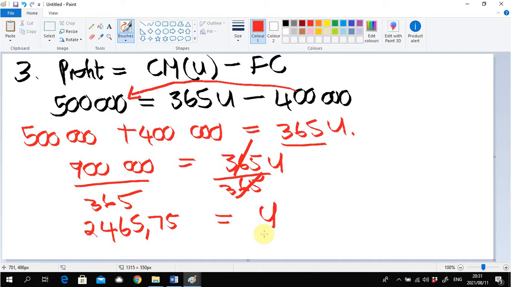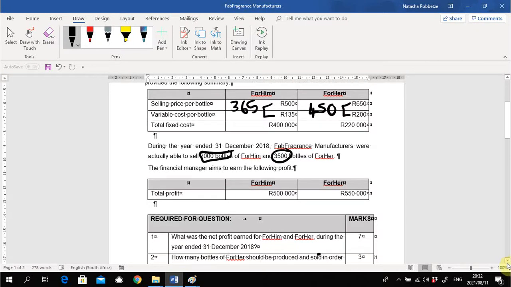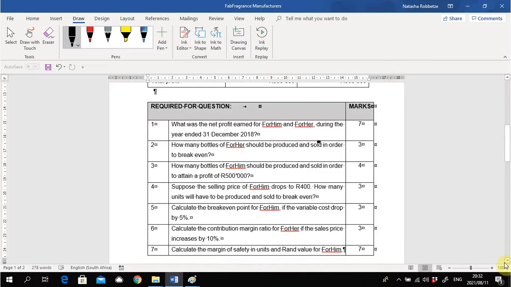However, we are not going to make 75% of a bottle. So it's going to be 2466 units to make a profit of 500,000. Right, so if you know your formula for profit, this should not be too difficult. Next, they ask us in number 4, suppose that the selling price drops for him to 400 Rand, how many units will have to be produced and sold to break even?